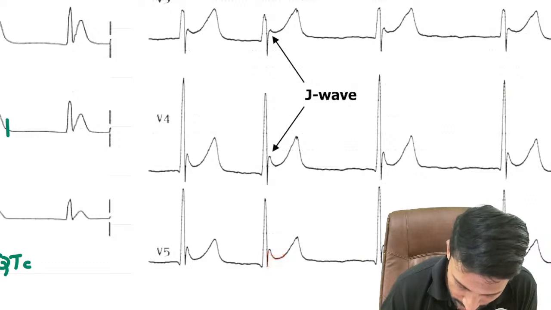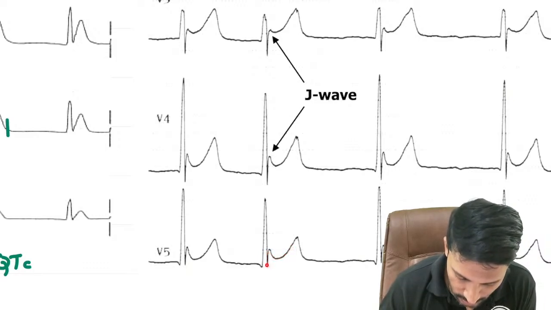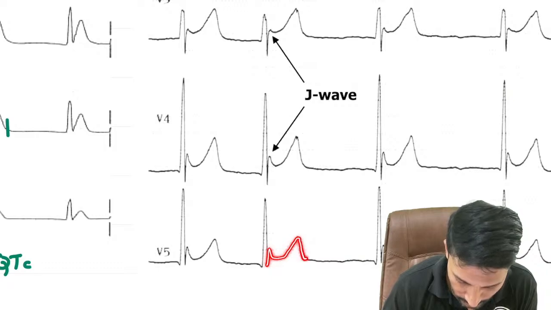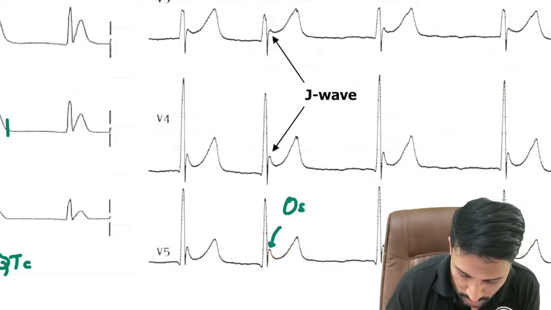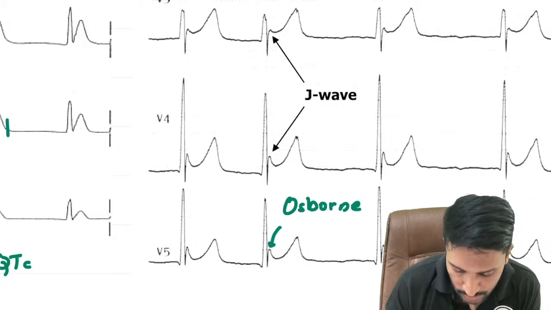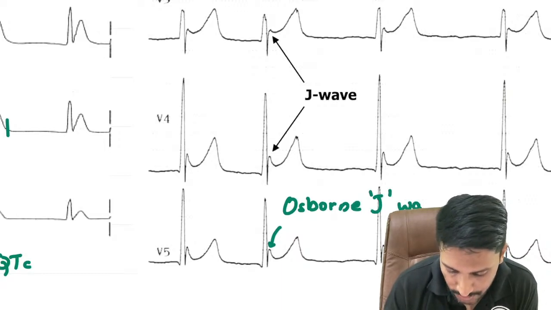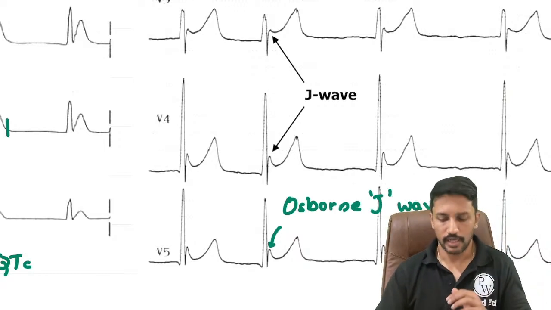The ST segment should start as the S ends, but then the J point is lifted above, giving rise to another wave, and then I have the ST segment, and then I have the T wave. So this wave is what we call the Osborn J wave. Now this ECG is not actually of a patient with hypercalcemia.